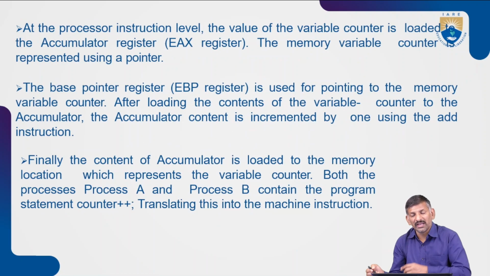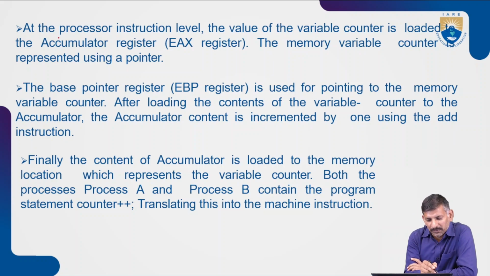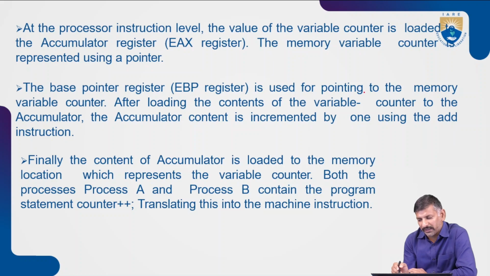So, whenever these two context switches happen, it means preemption happens. At the processor instruction level, the value of the variable counter is loaded into the accumulator. The memory variable counter is represented using a pointer. The base pointer register is used for pointing to the memory value counter. After loading the content of the variable counter into the accumulator, the content is incremented by 1 using the add instruction. Finally, the accumulator is loaded back to the memory location that is defined here.